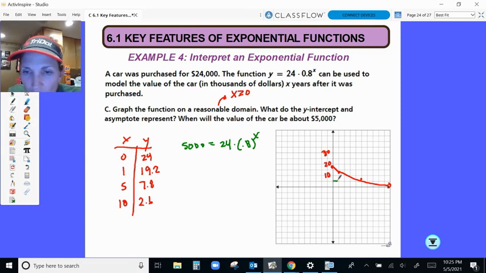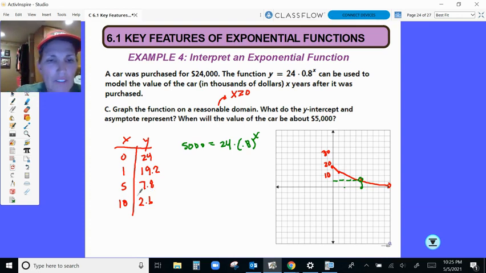Okay, but $5,000. Let's go up here to $5,000 and find out over here. It's about right here. So it's 1, 2, 3, 4, about 5 years or so, right? Maybe one more year, maybe 6. Probably I'm going to say 6 years, okay? Because we know 5 is 7.8, so I'm going to say it's probably about 6 years, okay?